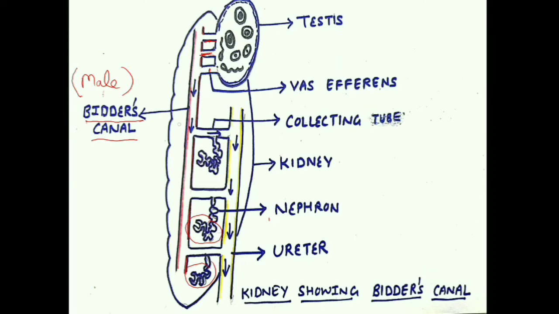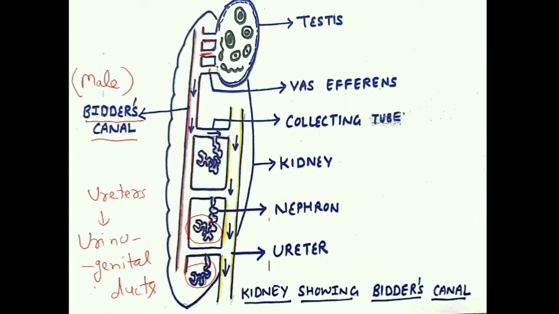Vasa efferentia bring sperms to Bidder's canals, and finally Bidder's canals join the collecting tubule of the nephron, and they open into the ureter. So I want to say, the ureter in the male frog, these ducts in male frogs, are quite special. We call them urinogenital ducts, not in females, but in males. Remember, what kind of ducts are ureters said to be? I told you they serve as urinogenital ducts. Why are they urinogenital ducts? Because they conduct both urine as well as sperm.